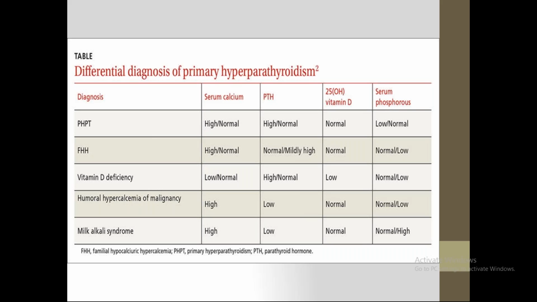Milk alkali syndrome is seen in a few people who, on taking excess milk products, present with increased calcium levels, which in turn will cause reduction of the parathyroid hormone levels. FHH and primary hyperparathyroidism are usually the primary causes. Humoral hypercalcemia of malignancy and milk alkali syndrome are other causes of hypercalcemia, but they don't have any role to play in hyperparathyroidism.